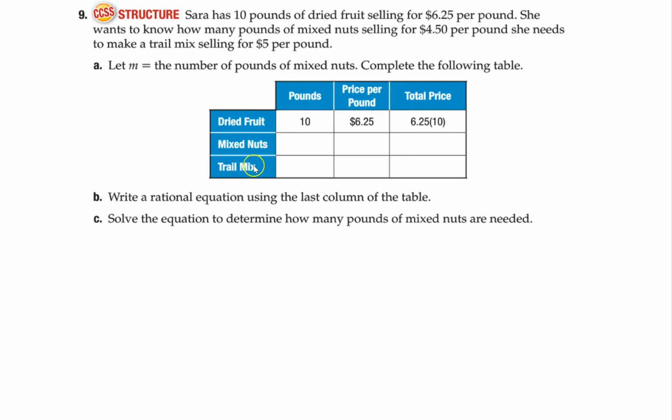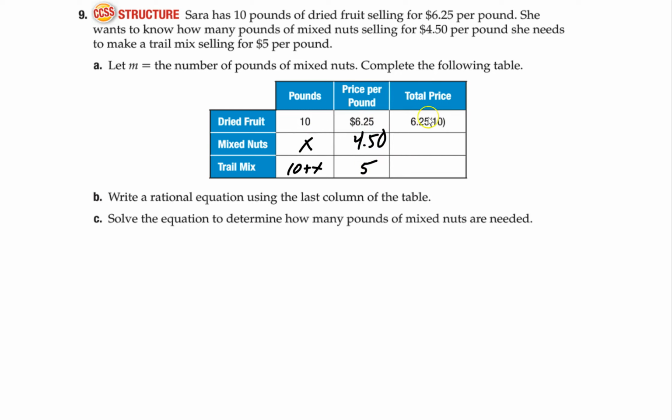Look, they already have it set up for us. How many pounds of dried fruit? It said 10. She wants to know how many pounds of mixed nuts, so that's her x. And now remember our trail mix, we're adding this plus that, so that's 10 plus x. Her mixed nuts, she sells for $4.50 a pound, and she wants to sell the mixture for $5 a pound.